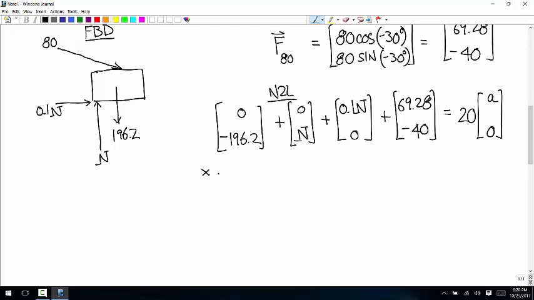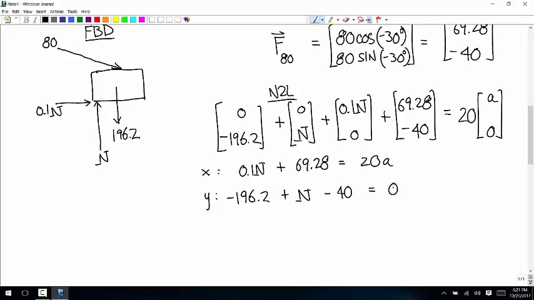Okay, so the x equation says 0.1n plus 69.28 is equal to 20a. And the y equation says negative 196.2 plus n minus 40 is equal to 0.